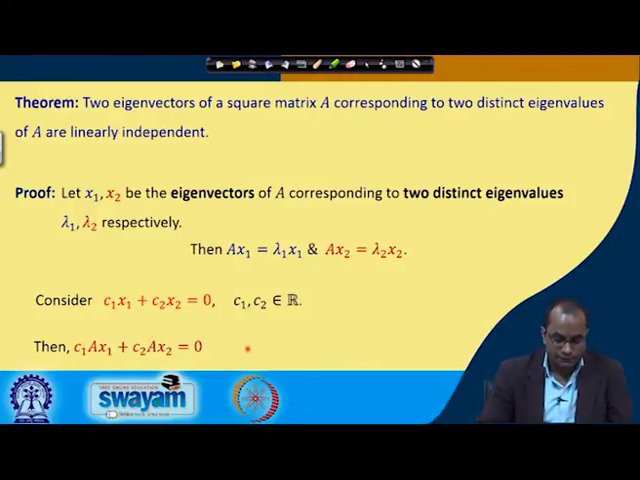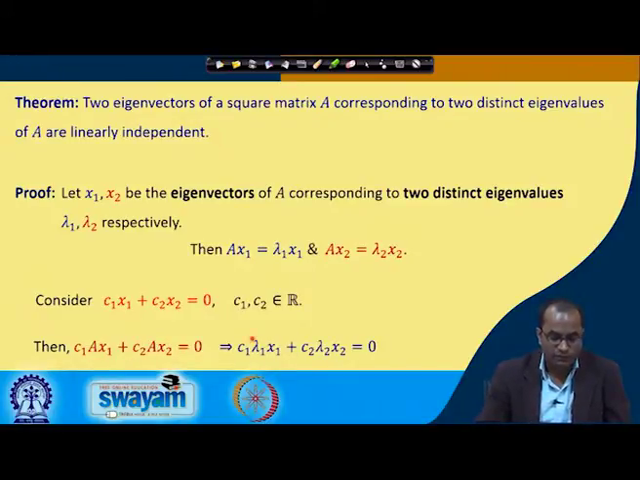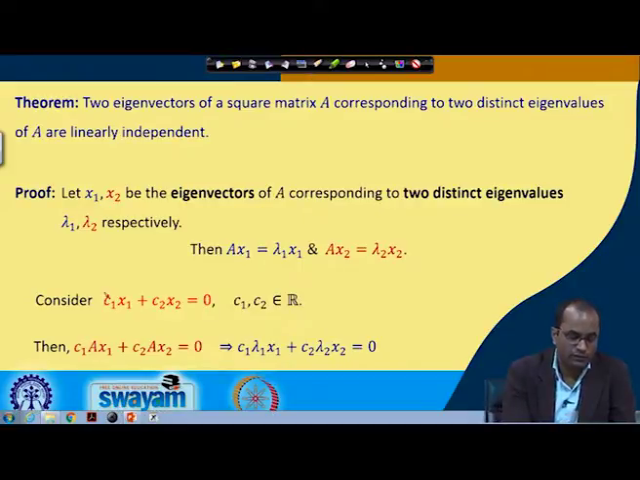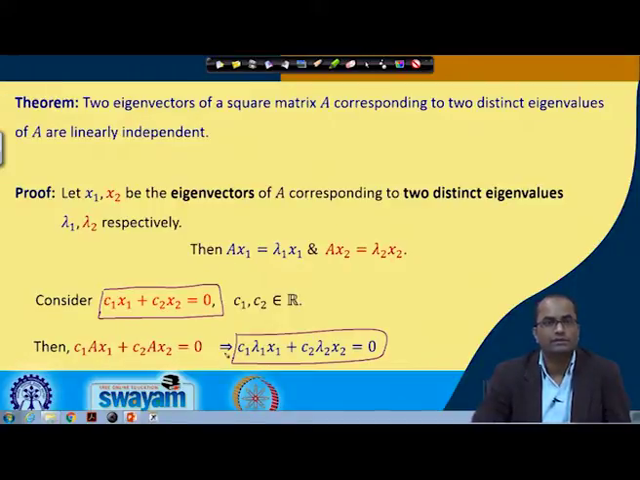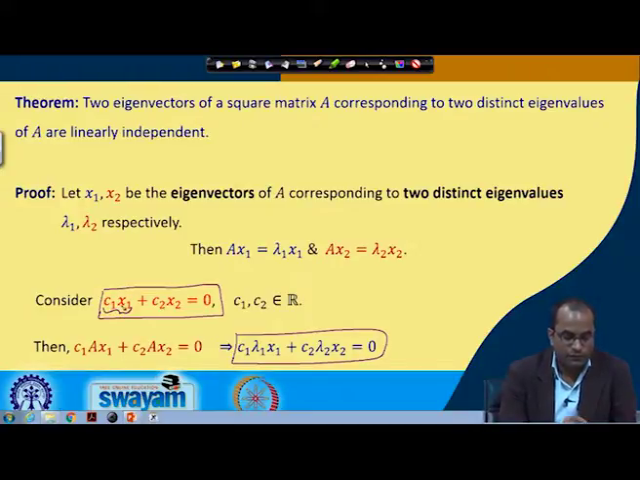Well, now here we have A x 1 and A x 2, which we can replace by lambda 1 x 1 and lambda 2 x 2. So, we have basically these two equations now. One is C 1 x 1 plus C 2 x 2 is equal to 0, and the other equation is C 1 lambda 1 x 1 plus C 2 lambda 2 x 2. Indeed, the unknowns we can consider as C 1 x 1 and C 2 x 2.